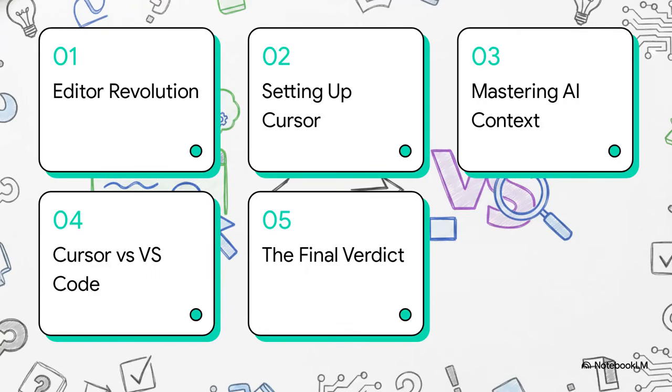Okay, let's dive right into our roadmap for today. We'll be looking at 1. The code editor revolution. 2. Setting up Cursor AI. 3. Mastering AI code context. 4. Cursor versus VS Code. And 5. The final verdict.